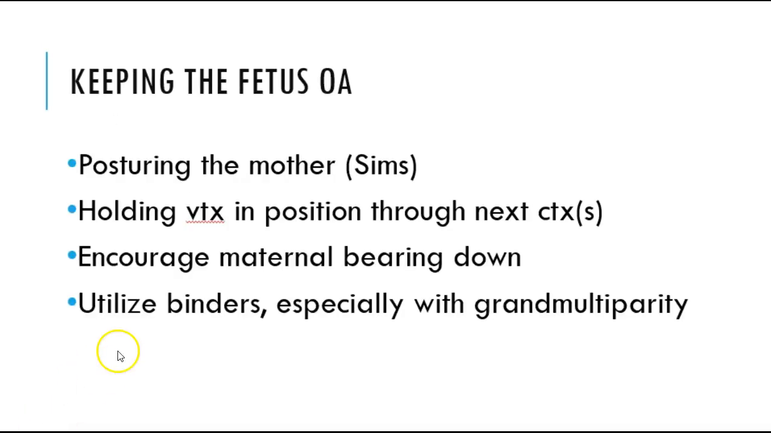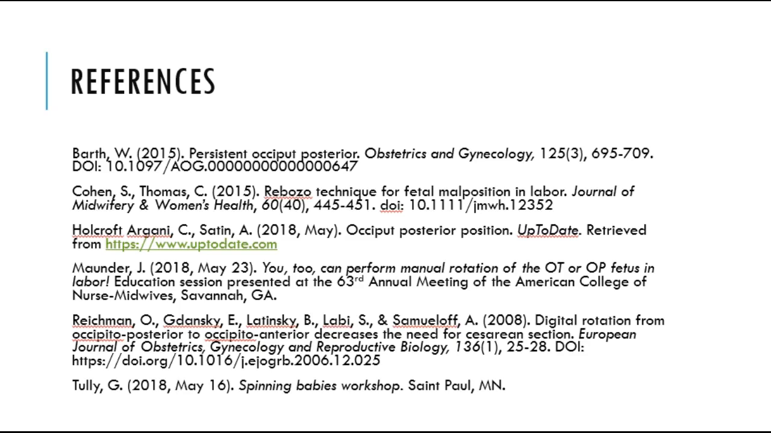Okay, and then keeping baby there, you could move her into a Sims or a modified Sims where she's kind of laying like this on the bed on her stomach, kind of half side. You can just encourage baby to stay there, holding the head in position through the next contraction or 2 or 3. If you felt like that baby was wanting to rotate back, you could just stay in place for a minute. If you have a mom who was really pendulous for most of labor, I'd say slap a belly band on. We've got baby in a good position, let's stay there. And I think that's all I got.